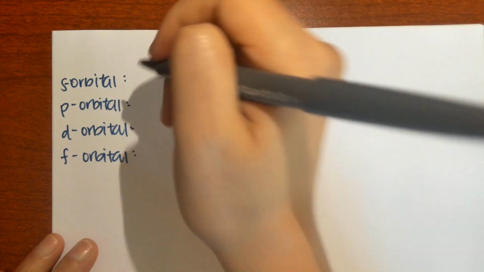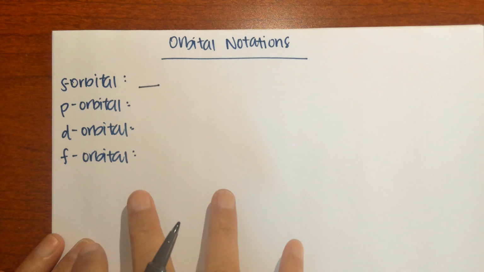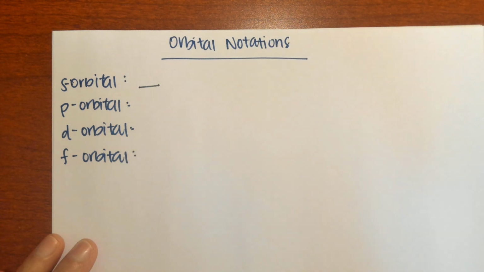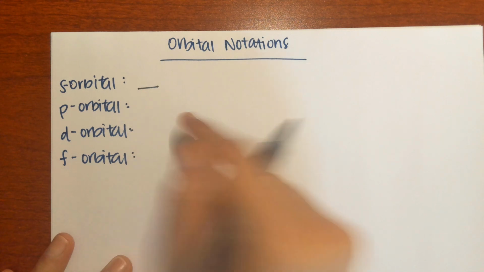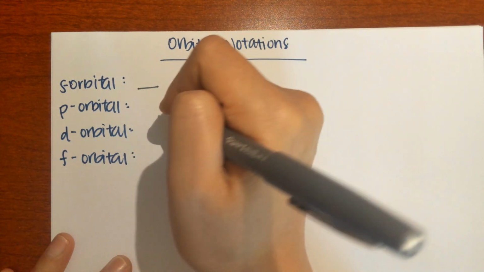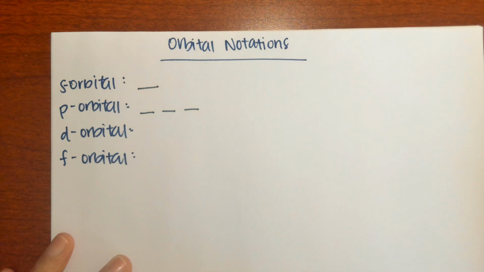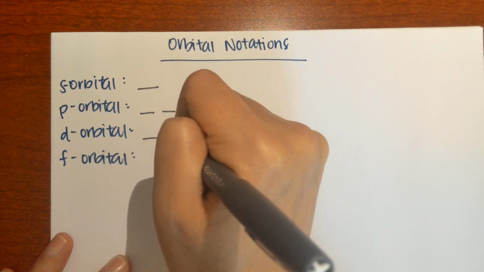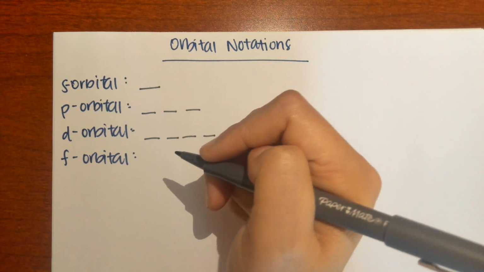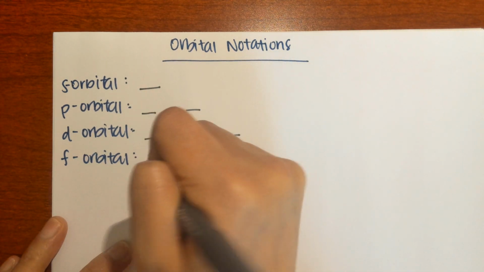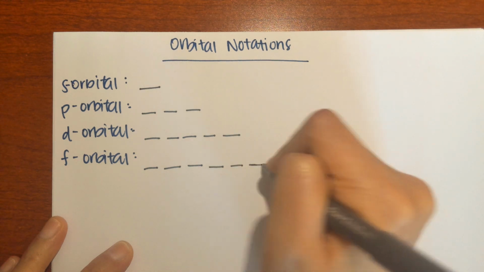So the s orbital has one orbital, and it'll make sense once I draw all the blanks. I like to call them rooms where we put the electrons in. Then we have the p orbital, which has 3. Then the d orbital, which has 5. And then the f orbital, which we won't really work with in this video, but you do have to know that it has 7 orbitals. So 1, 2, 3, 4, 5, 6, 7.